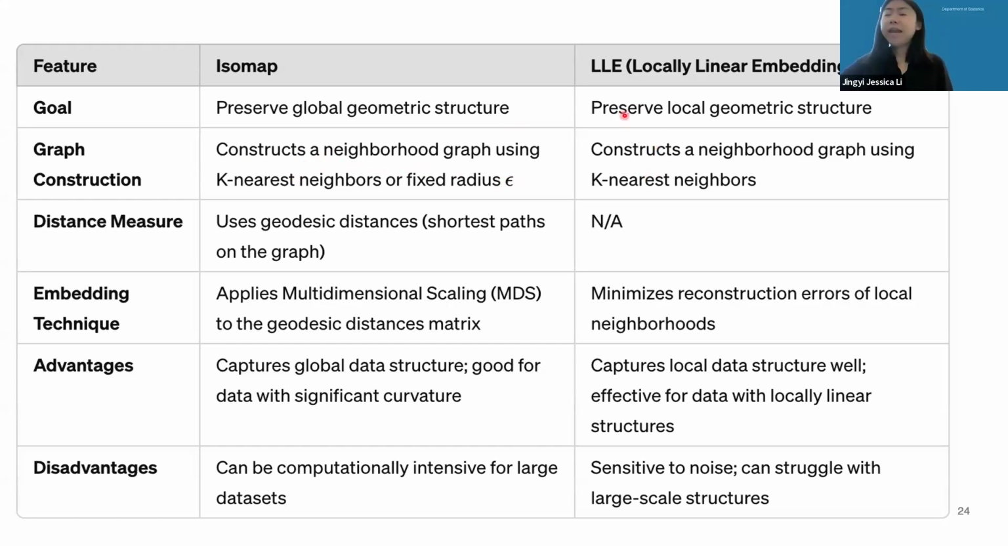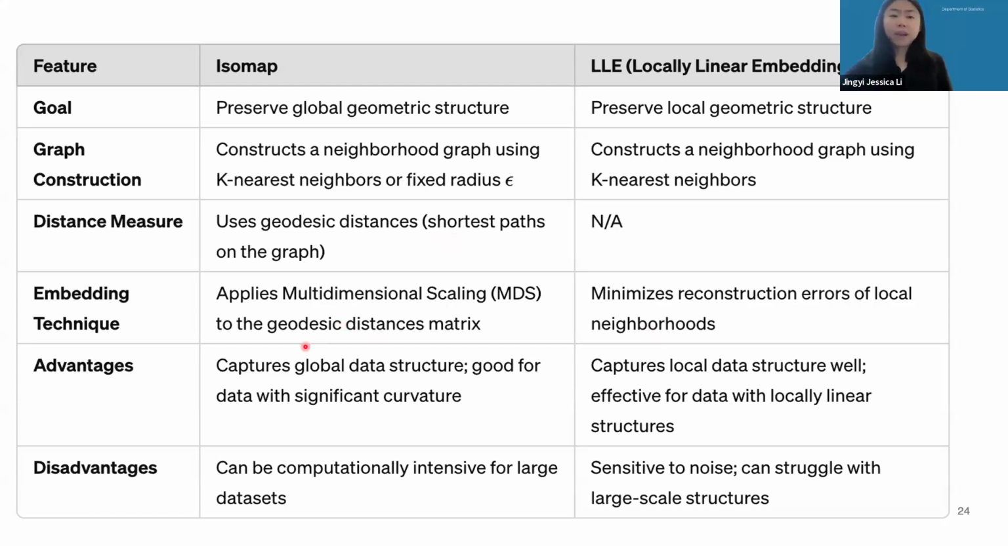while in LLE, the default is to use K nearest neighbors because you have to specify the neighbors to get the weights. Okay, and distance measure: geodesic distance is defined as the shortest path on the graph for ISOMAP, but there's no direct usage of distances in LLE. For the embedding technique, ISOMAP uses MDS with the geodesic distance matrix. LLE minimizes the reconstruction errors of local neighborhoods. Okay, that's just how we find the Yi's.